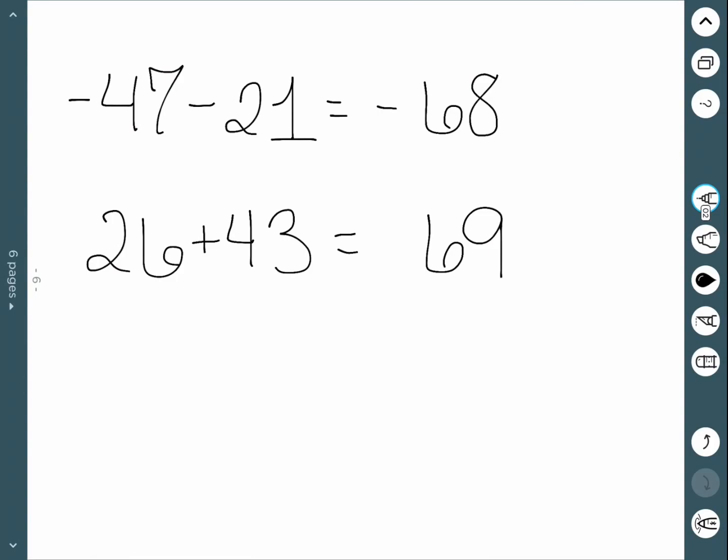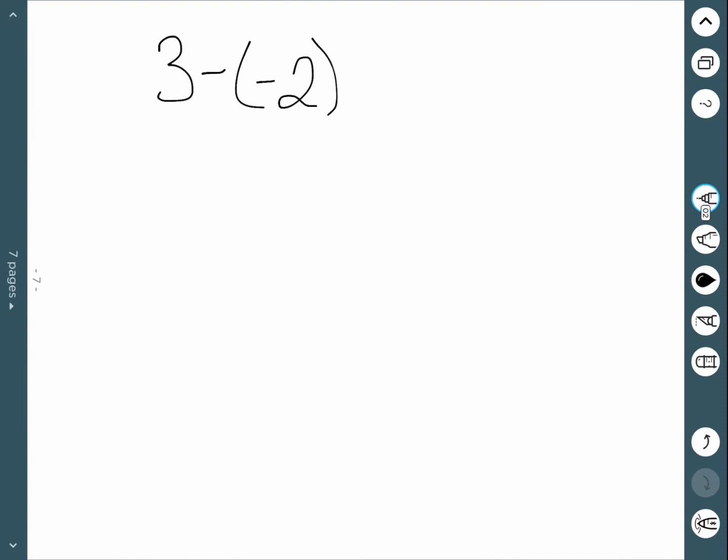So now the question is, what about subtracting a negative? What about a double negative? 3 minus negative 2. You may remember that a double negative is equal to a positive, but the question is, why? Why is this working the way we want it to and the way we were taught?